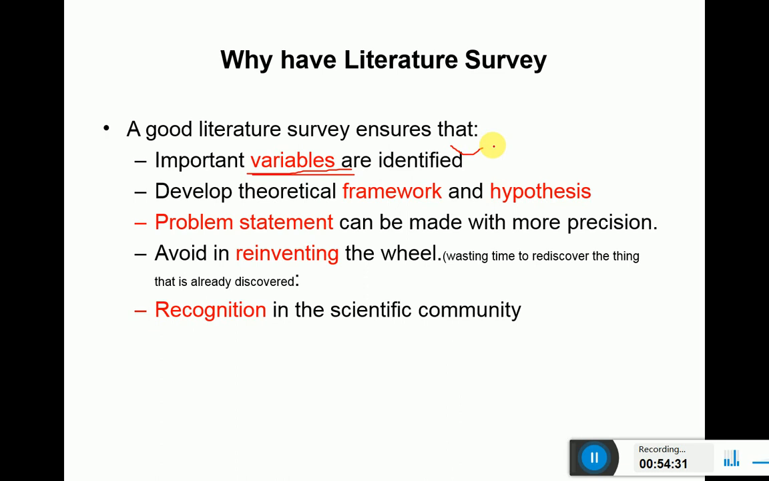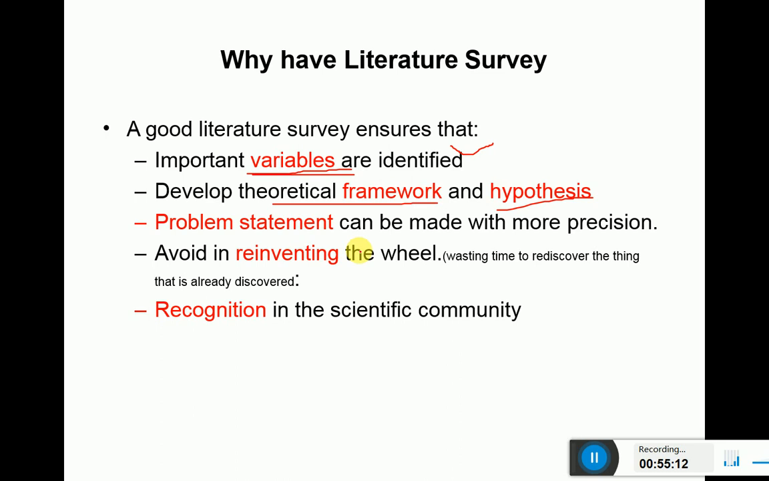Second, develop a theoretical framework and hypothesis. A theoretical framework simply means a conceptual framework: how many variables there are and how these variables are interconnected with one another. For example, which is the dependent variable and which is the independent variable, and what effect one has on the other. Yes, there are some more variables as well, such as intervening variables or moderating variables. Later on inshallah we will discuss this concept in detail. Next is hypothesis justification, theory testification.